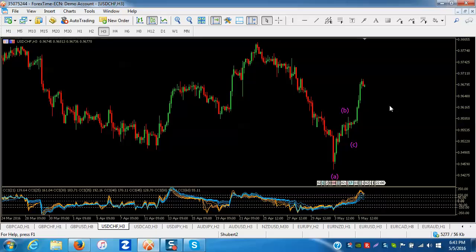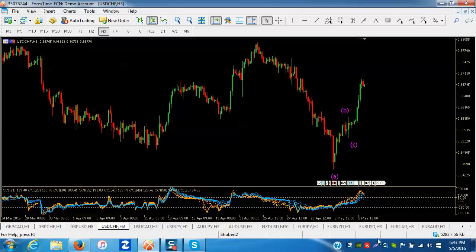The question is going to be whether this is a corrective move or whether this is resumption of the larger downtrend. So right now I have it labeled as an ABC. So that's US Swiss. So again, that would be bearish for the dollar.